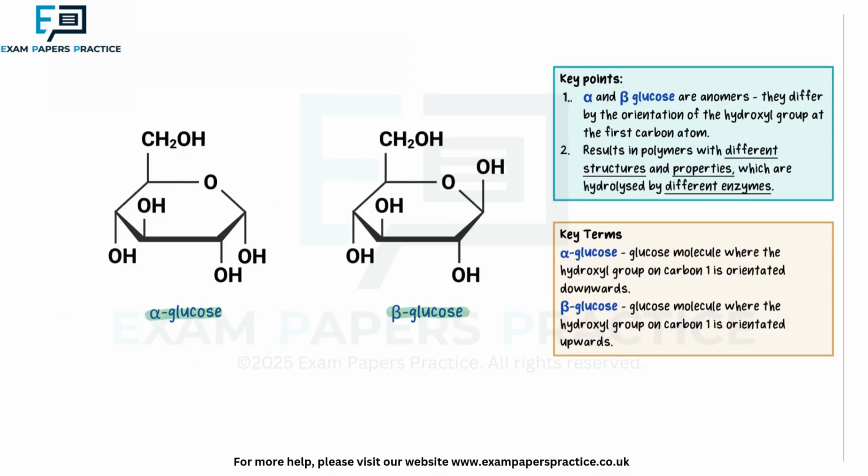Alpha and beta glucose molecules are different anomers. They have the same molecular formula and same structural arrangement of atoms, except for the orientation of the hydroxyl group at the first carbon atom. In alpha glucose, the hydroxyl group is orientated downwards, whereas in beta glucose it is orientated upwards. This difference results in different bond formations and so different overall structure and properties of the resulting polysaccharides. It also means they are hydrolyzed by different enzymes.